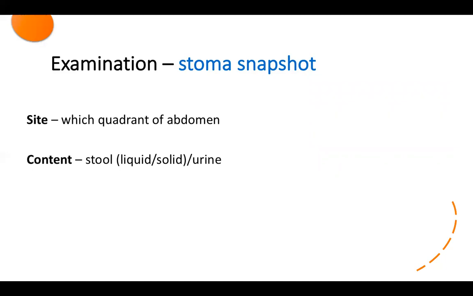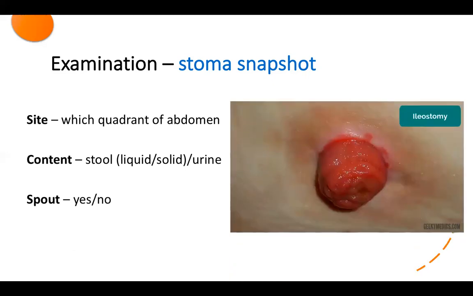And if there's stool, is it liquid or solid? Or if it's urine? And is it spouted, yes or no? So you can see this is an example of an ileostomy and it's spouted. And colostomies are usually flush. But this is only an extra bit added in case you do see a stoma. So it's nice to always mention that you would examine a little bit about it.